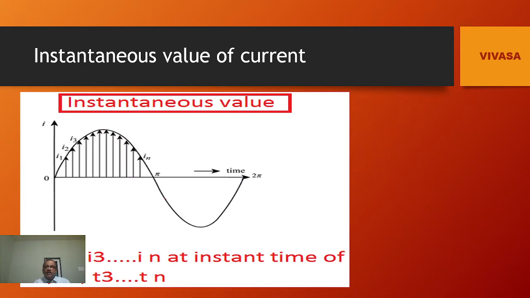Now coming to the instantaneous value. An instant is a moment of time. In this graph, I show this as current I1, this is current I2, this is current I3, and so on, all the way to current IN. Similarly, this is time 1, time 2, time 3, and so on up to time N. For different time intervals, there are different values of current. I1, I2, I3 and IN are at the instants of time T1, T2, T3. At those times you have different currents, and they are known as instantaneous values of the current.